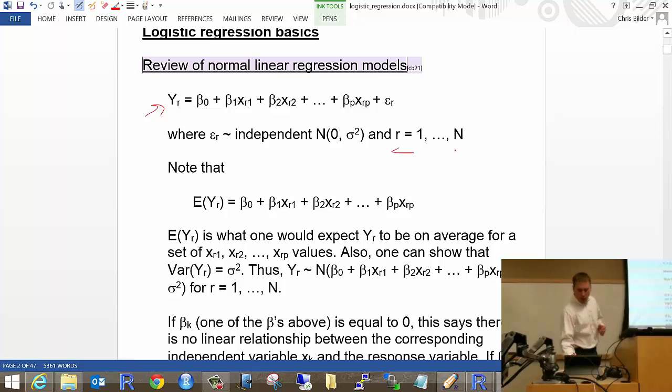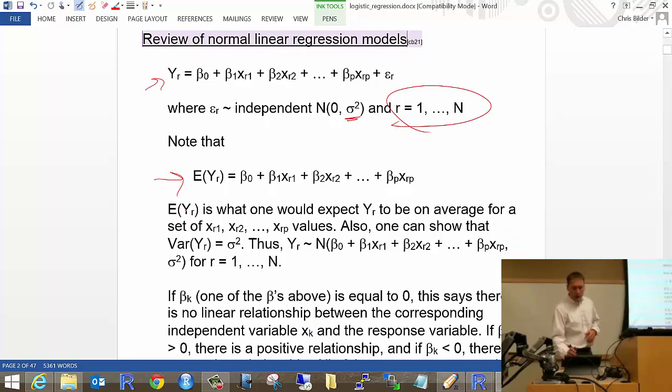Notice that then for all observations, we have exactly the same variance for that epsilon. Then also, what would you expect y to be on average? Well, that epsilon simply disappears from our model because it has a mean of 0, and you're left with this linear combination of the betas with the x's. Also, one could show that the variance of y itself is just sigma squared.